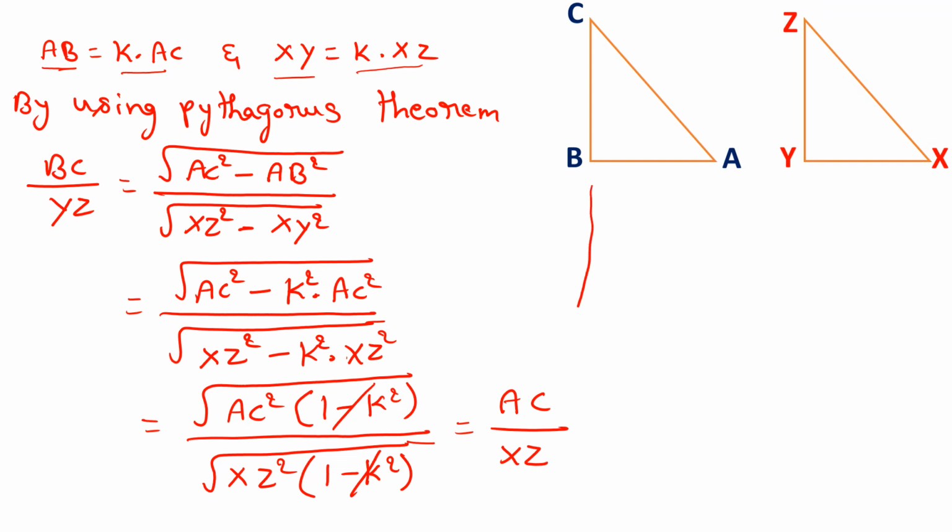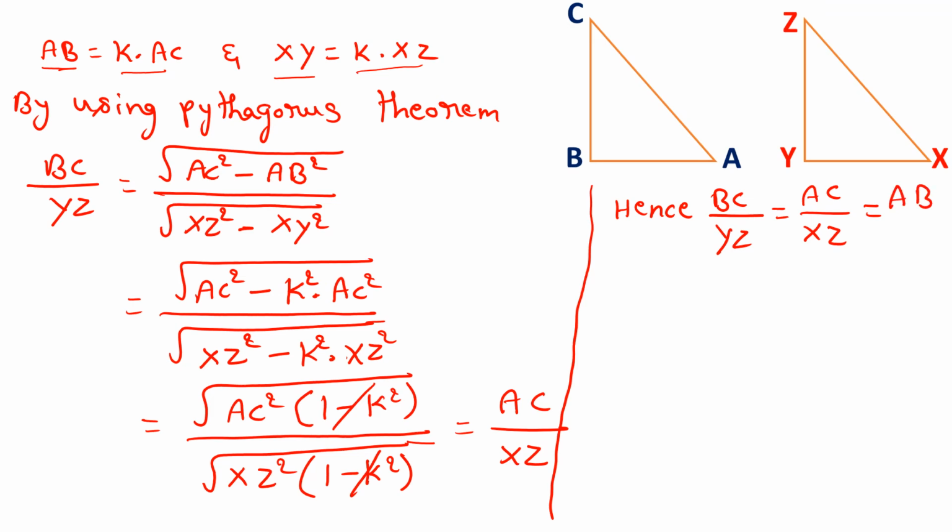Hence BC by YZ equals AC by XZ. Similarly, AB by XY. So BC by YZ is equal to AC by XZ and AB by XY.